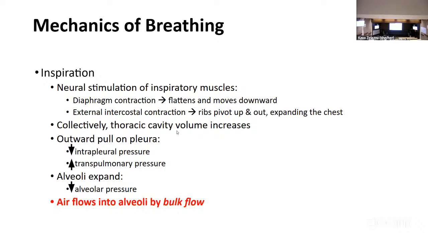When we make this cavity bigger, the thoracic cavity volume increasing, that means we're dropping our pressure, because we have this trade-off between volume and pressure. So our intrapleural pressure is dropping, our transpulmonary pressure goes up as our alveolar pressure goes down, and air moves into the lungs, into those alveoli.